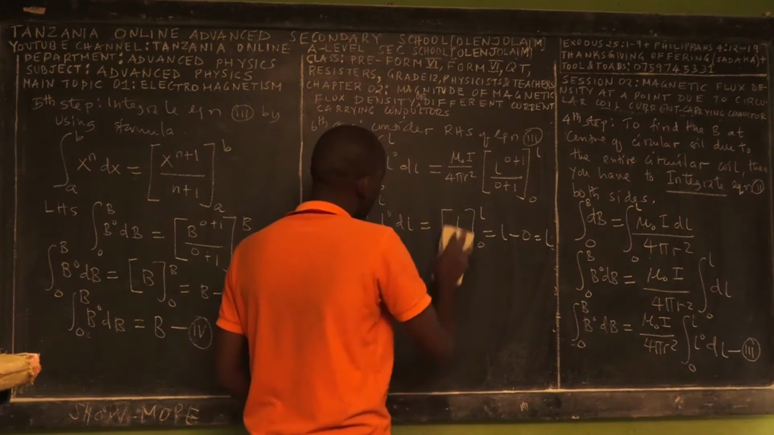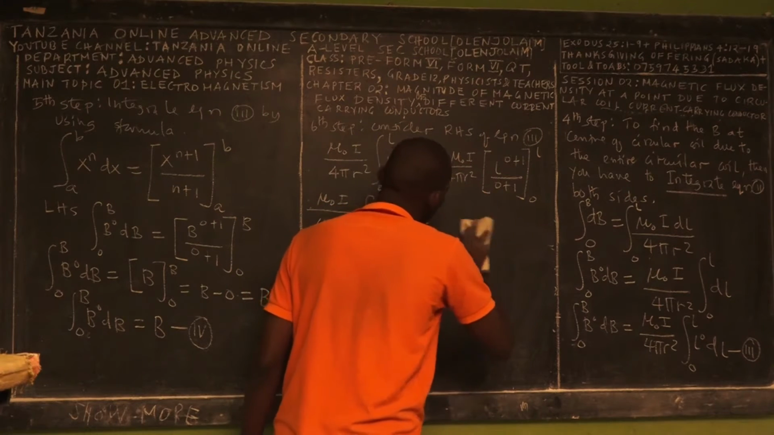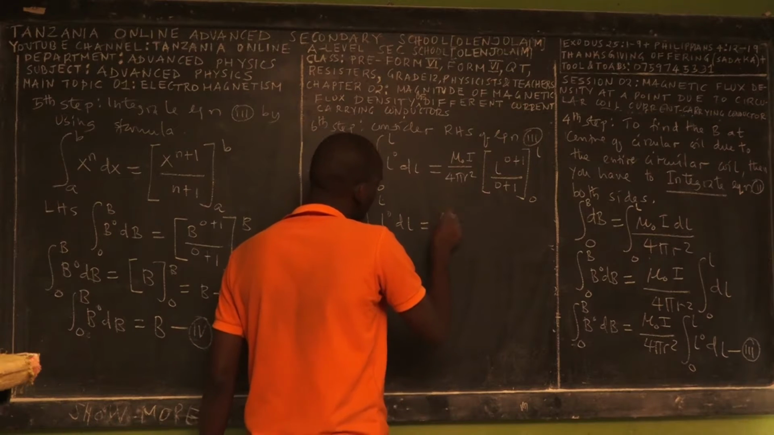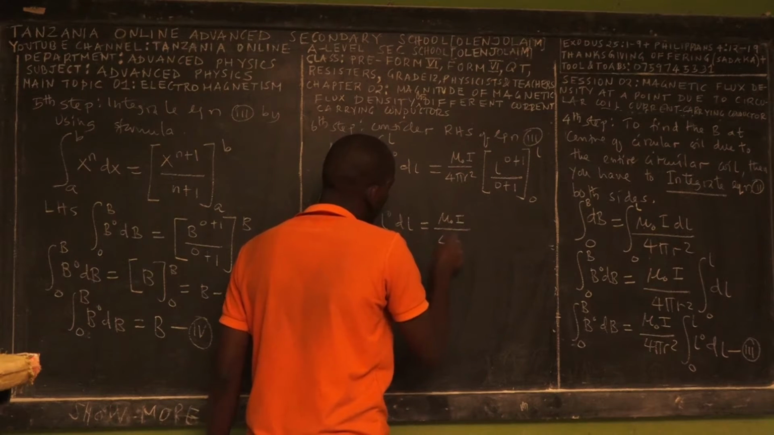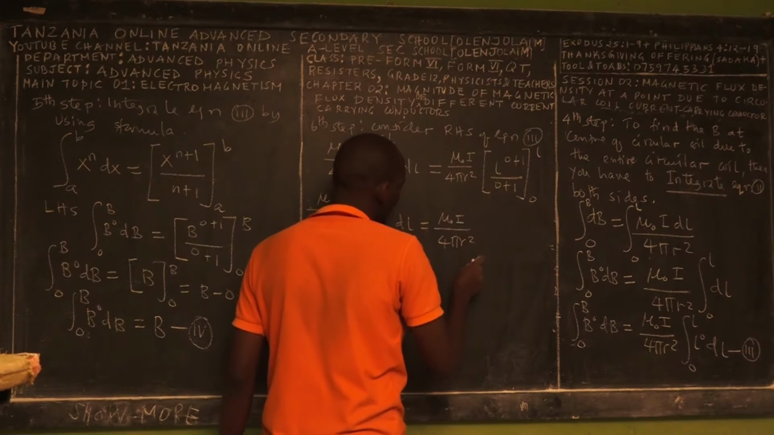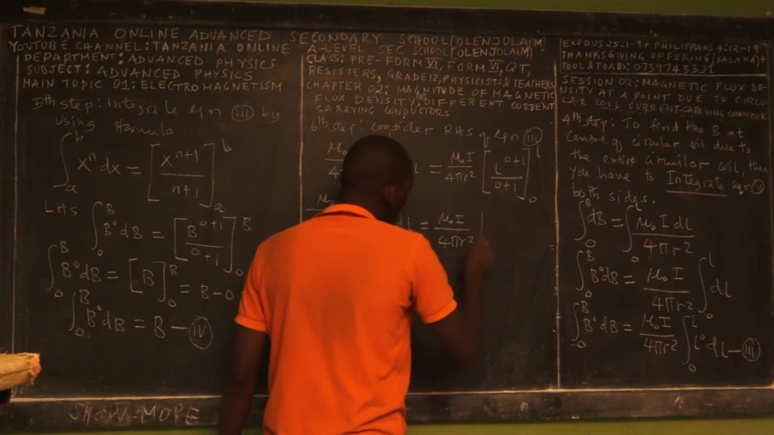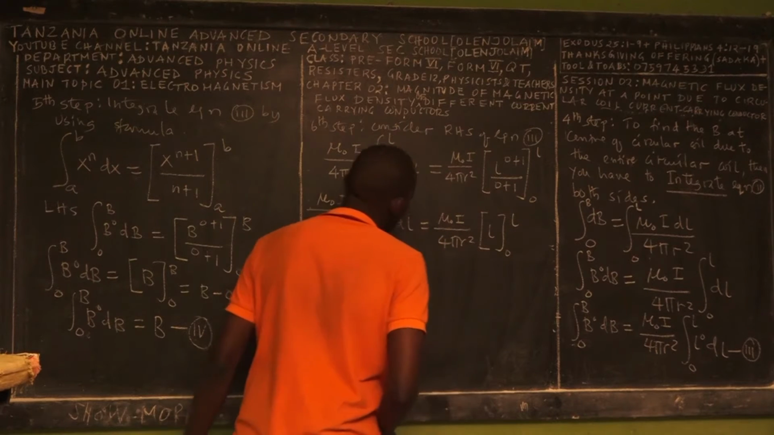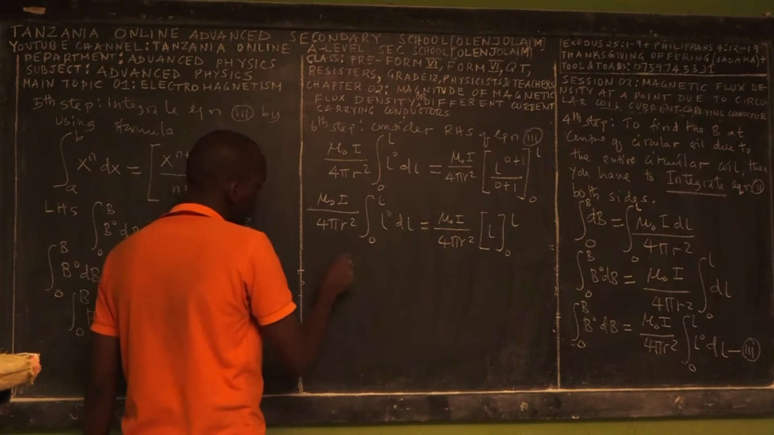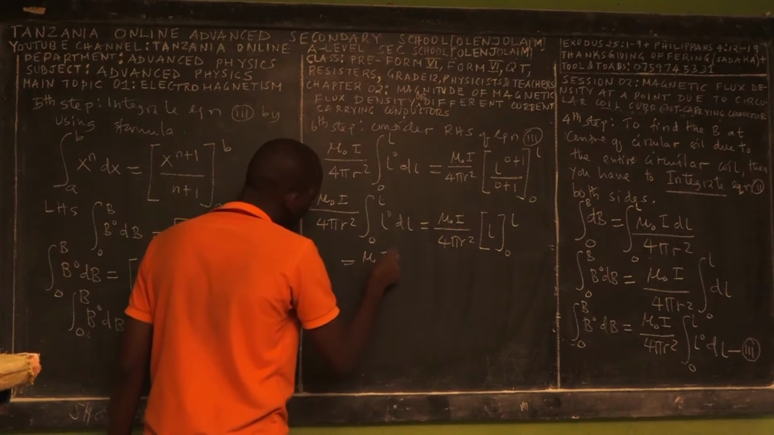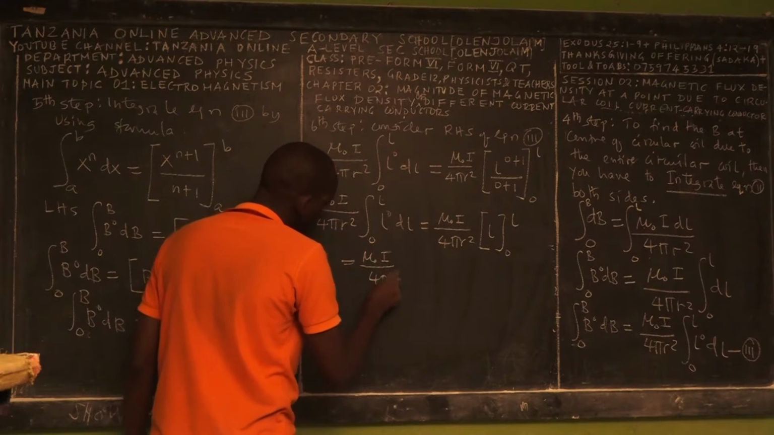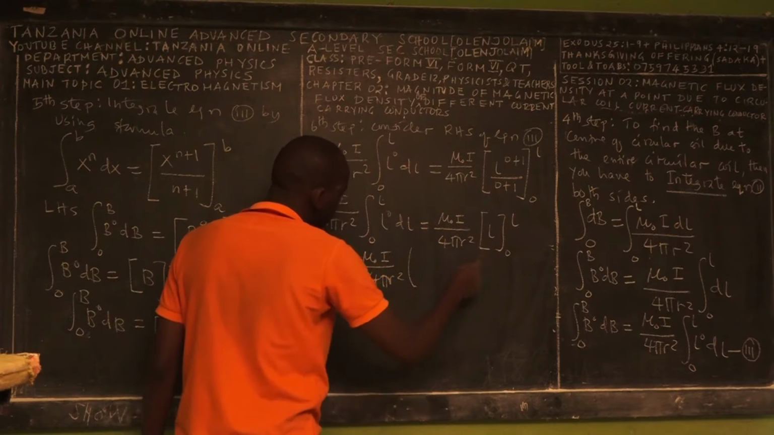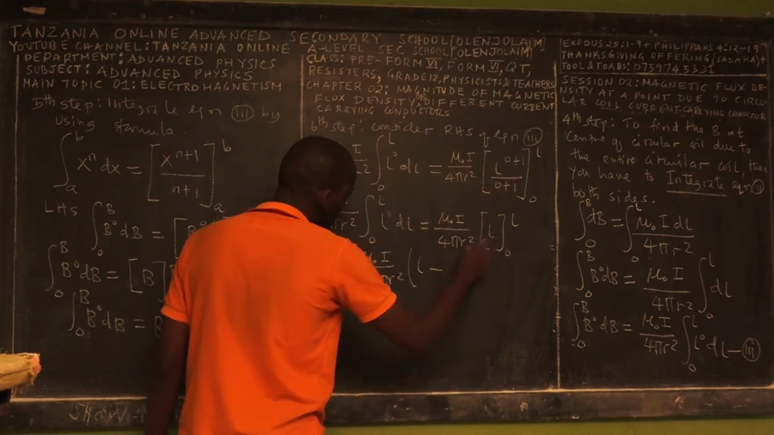But remember that here I forgot to introduce a constant. So for this case, it is mu I over 4 pi r squared, and then we have L, from 0 to L. So this will make permeability of free space times current over 4 pi r squared, then we substitute the L limit, which is 0.